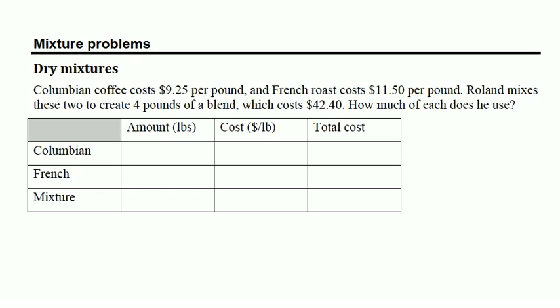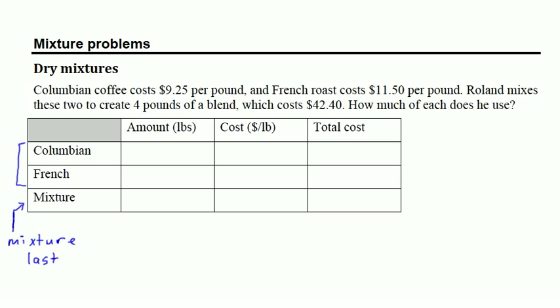Mixture problems. These are a fairly common category of word problems that can be solved by two variables and two equations. So in this example, we're mixing Colombian and French coffee, and we're going to set up a table with the two components of the mixture and the mixture always at the bottom. So we should always put the mixture last.